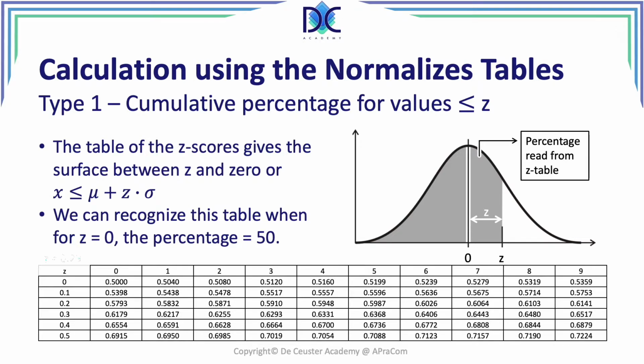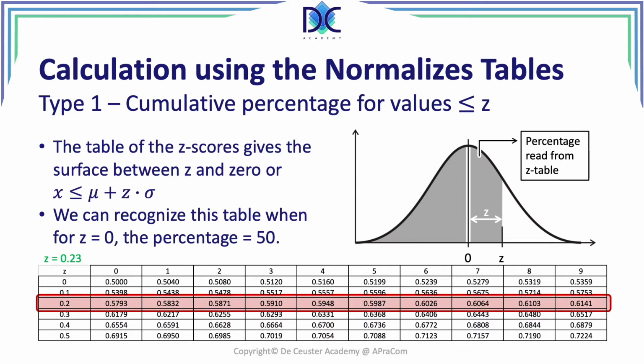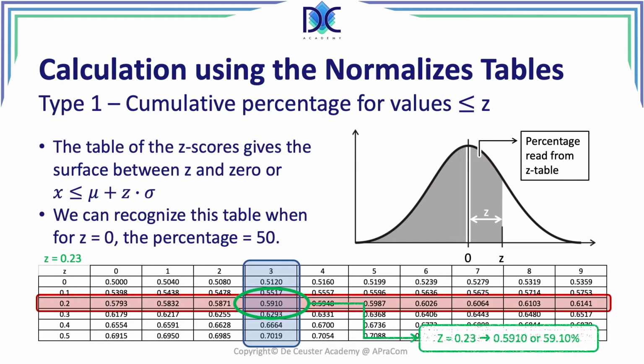Now let's have a small example. Let's say Z is equal to 0.23. I first select the row where we have 0.2, and then we find the column where we have 3. The intersection is in fact the percentage corresponding with the Z value of 0.23. And that is the surface that we find. In this case, everything to the left of a Z value equal to 0.23 is equal to 59.10%. So that's the first type of table you can find.